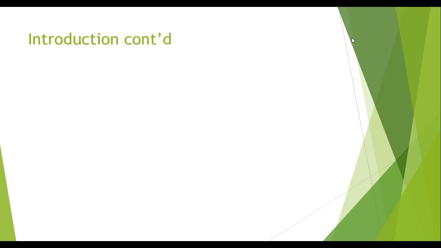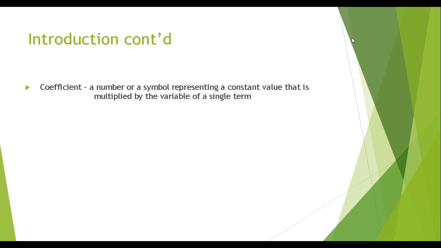Alright, so a coefficient, which was what the 3 was, it's a number or a symbol representing a constant value that is multiplied by the variable of a single term. Alright, so the coefficient is a constant as well, however, it is multiplied by the variable.